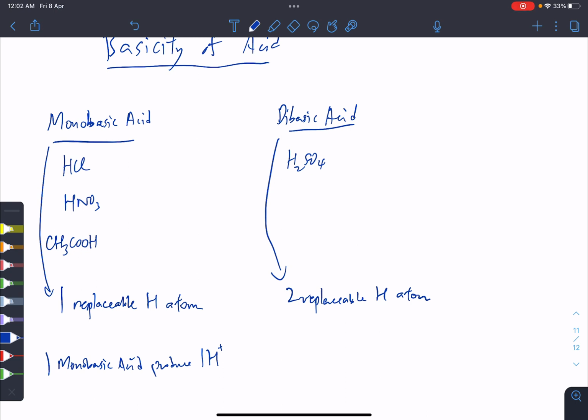They are two separate concepts actually. You have the monobasic, dibasic, and tribasic for that matter, and you have the strong and weak acid conundrum. So these two are the things that they like to test. And it's quite key. Dibasic means one dibasic acid produces 2 H+. Tribasic, 3. So that's what it means.